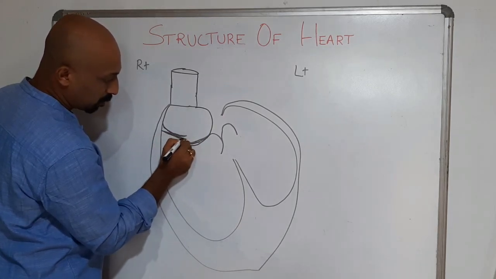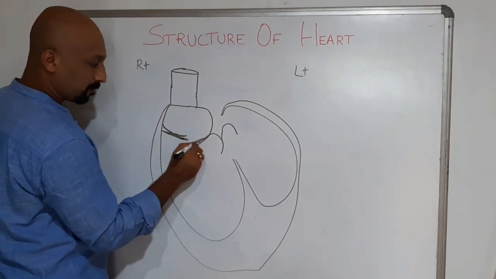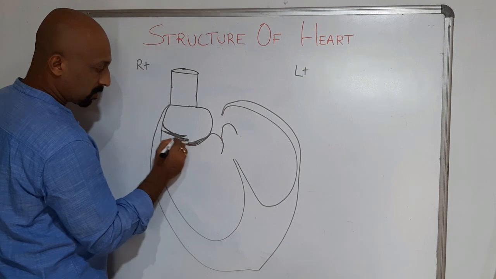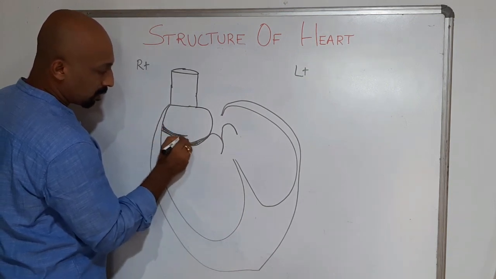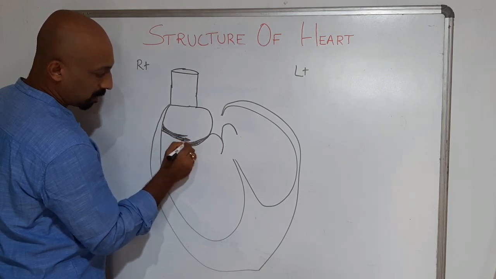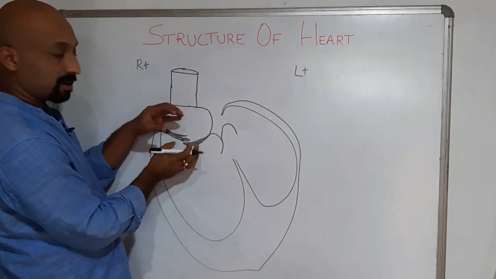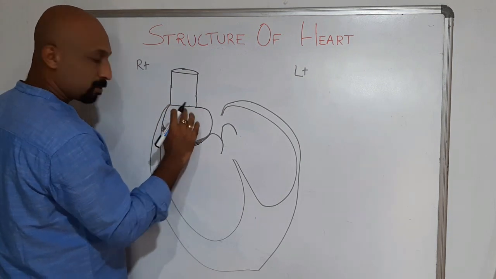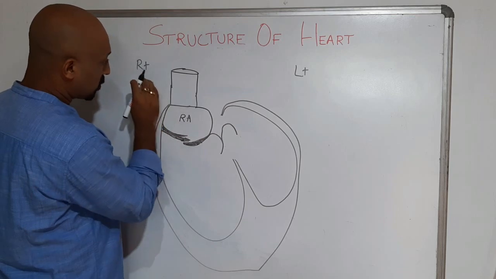So there will be 2 structures like this. There I made some thick structures like this. It consists of, I made it 3 actually. So why did I make it 3? This is the right side. See, this is a chamber. So this chamber is the right atrium.